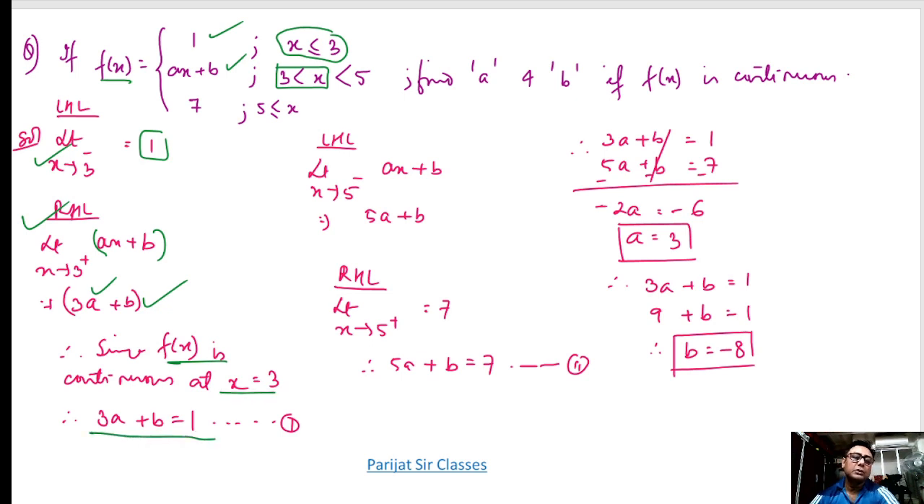So this is the first equation. Similarly, it is continuous at 5 also, so for less than 5 I will choose this equation, and for more than 5 I will choose this equation. Less than 5, putting the value of 5, I am getting this, and more than 5 I am getting 7. Because it is continuous, this should be equal. Now solving it, we get a as 3 and b as -8.